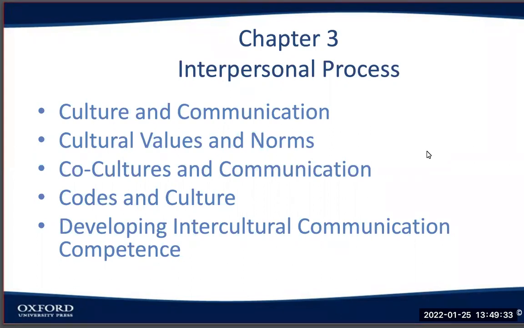We are going to proceed now with chapter 3, and chapter 3 is covering culture and interpersonal communication. And the things that we're going to discuss related to that are culture and communication, culture values and norms, co-cultures and communication, codes and culture, and developing intercultural communication competency.